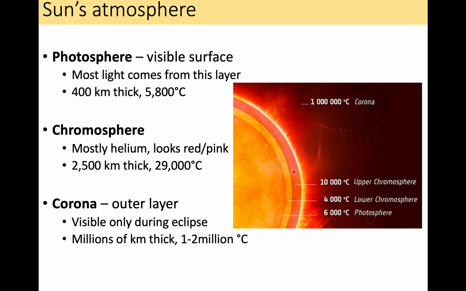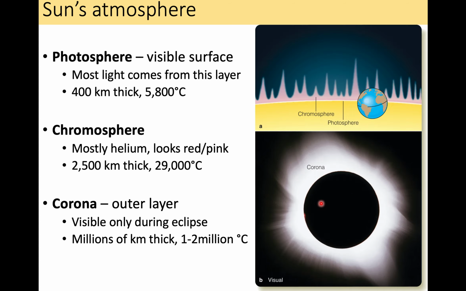And the most outer layer of the sun's atmosphere we call the corona. So the corona is only visible during an eclipse. We can't see it any other time because the photosphere is way too bright. But it is millions of kilometers thick. So the corona extends very, very far out from the surface of the sun, and it's between 1 and 2 million degrees Celsius. Very, very hot. So you'll notice that the temperature increases with distance away from the sun.